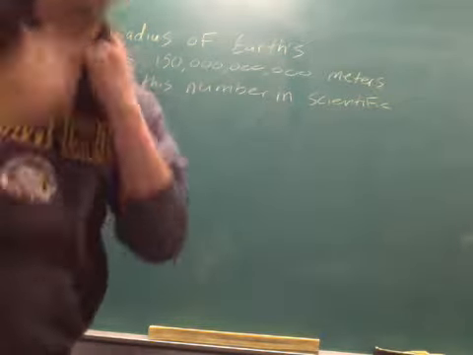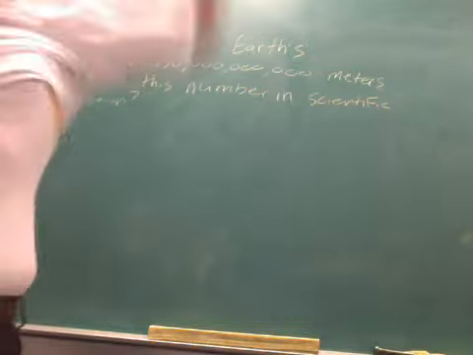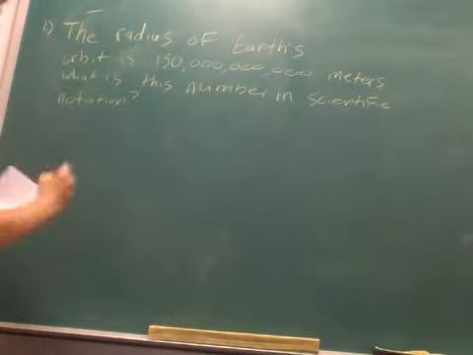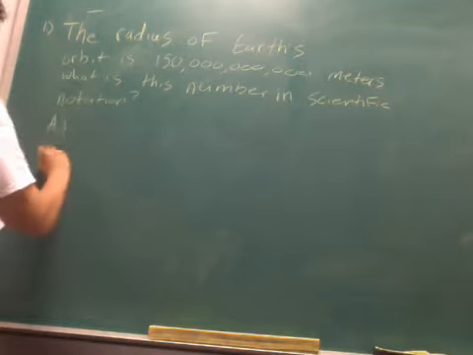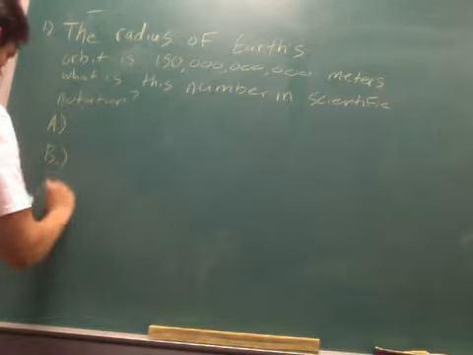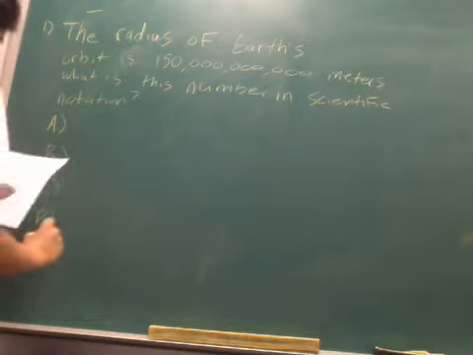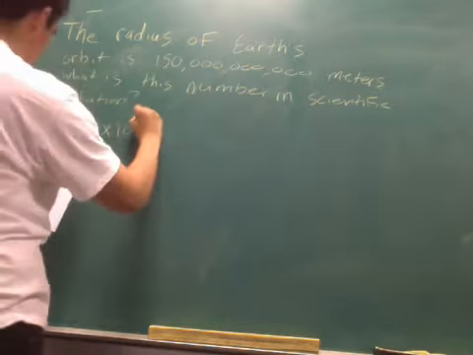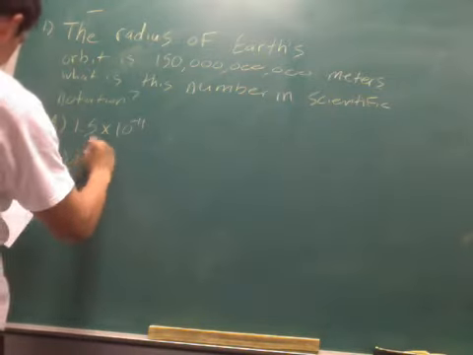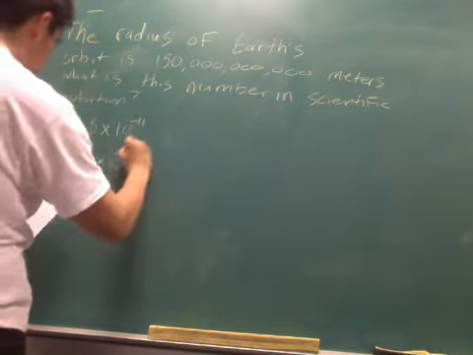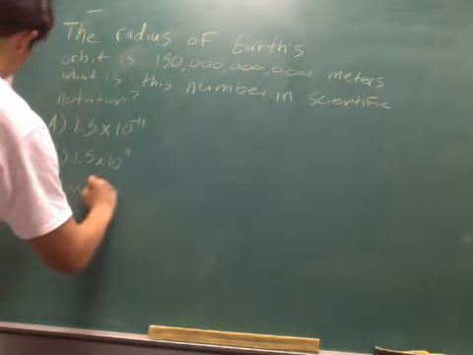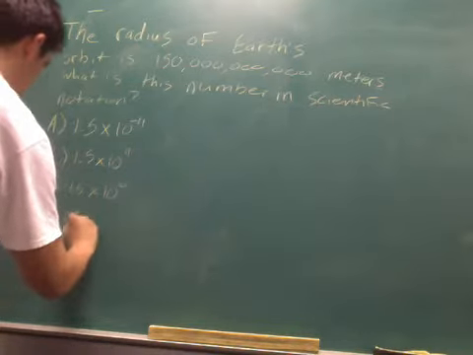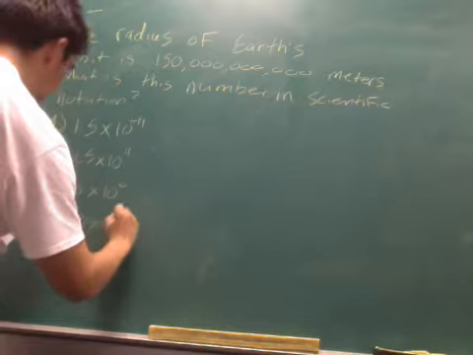Okay, so I think you should be able to read that. Okay, and then it gives you some options. A, B, C, and D. And the options are 1.5 times 10 to the negative 11, 1.5 times 10 to the 11th, 15 times 10 to the 10th, and 150 times 10 to the 9th.